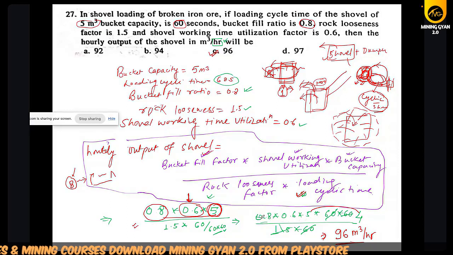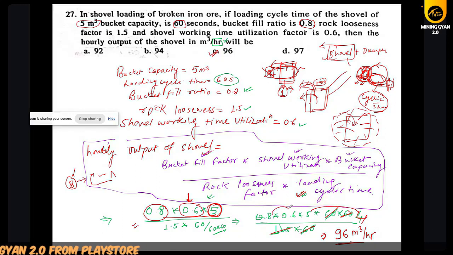So you will get the answer, and this is the basic calculation. This is very simple, yaar: 60 cancels with 60, 15 times 4 goes with 60, and when you multiply 8, 6, 4, you will get 96. This is simple. You need to remember this formula.